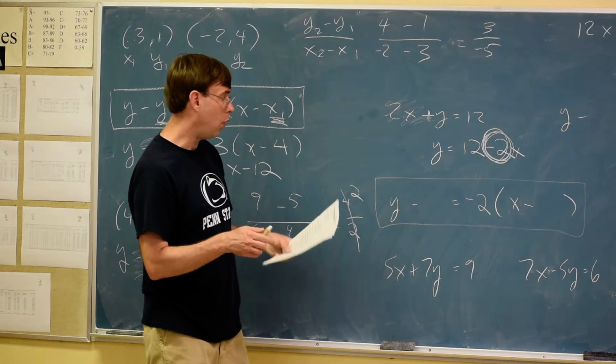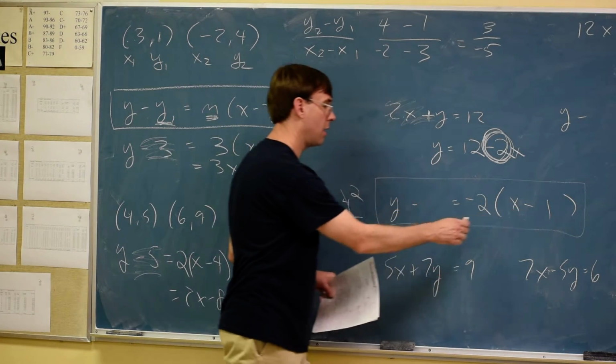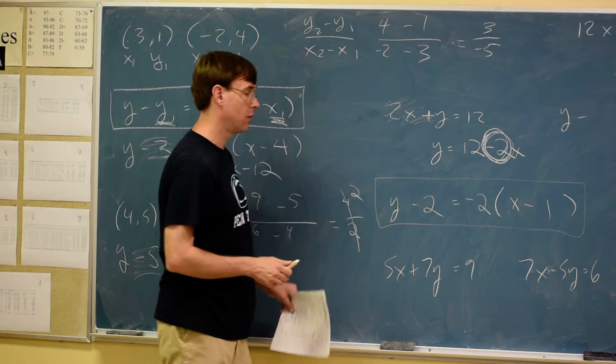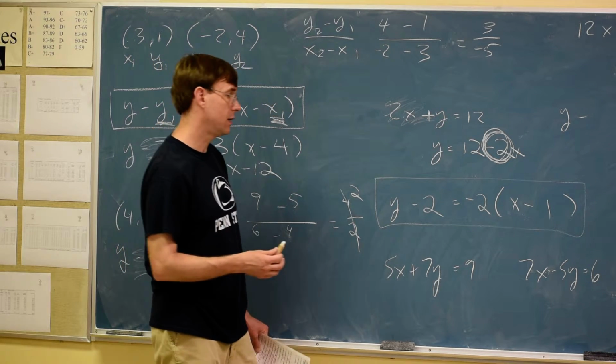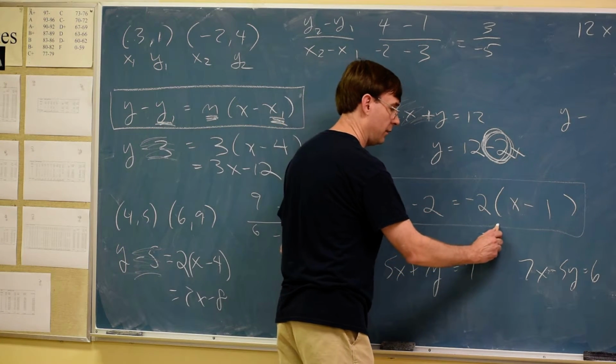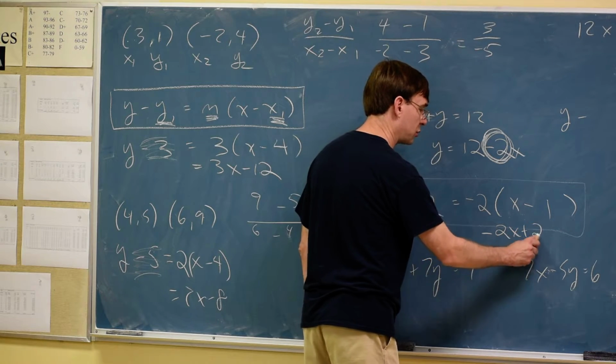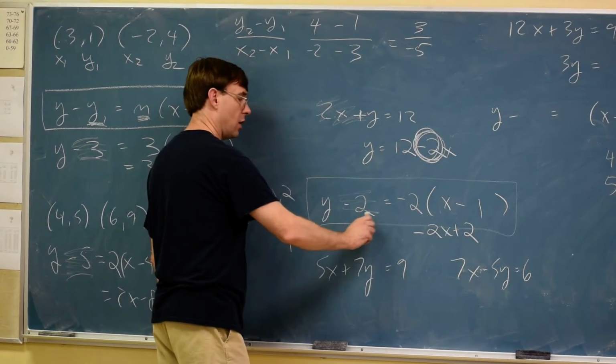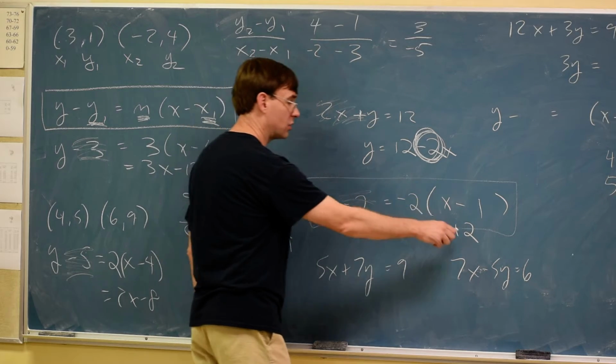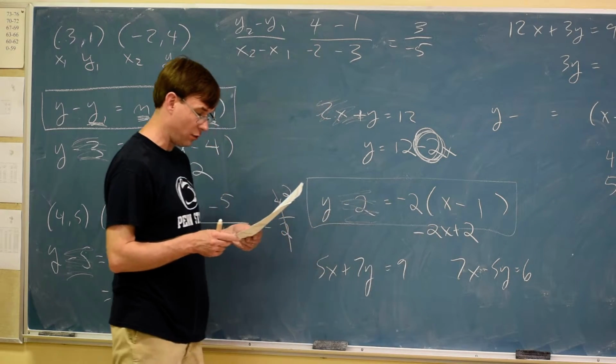Then I had a 1 for the x to go there, a 2 for the y to go there. And again, we're going to continue to have to get the y's alone. Distributing is negative 2x plus 2. Doing an opposite to get the y alone adds 2 on to 2, and that'll make that a 4 at the end.